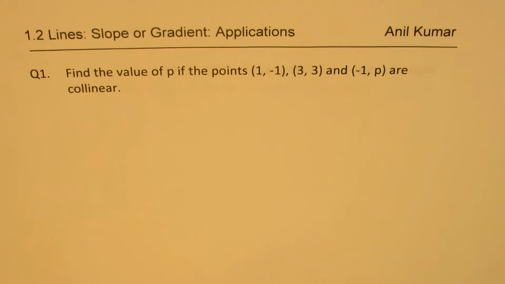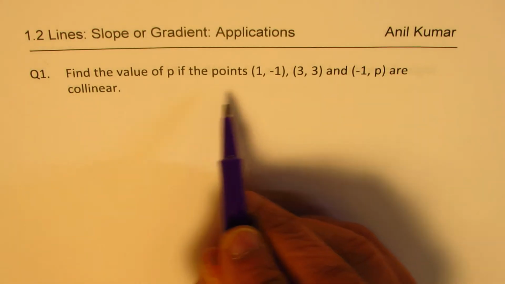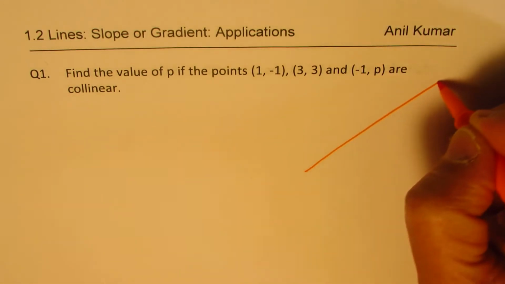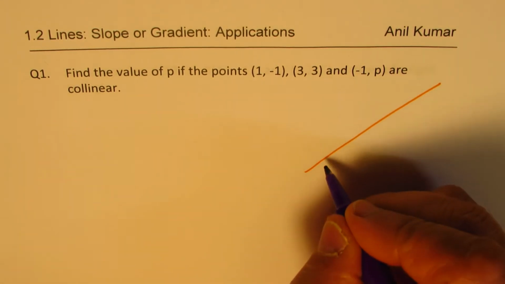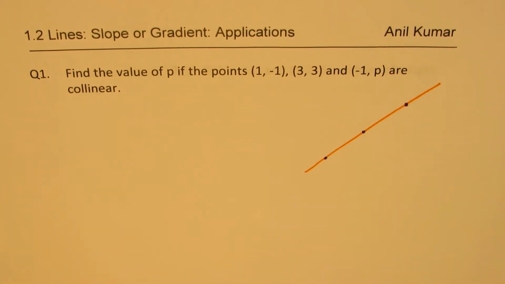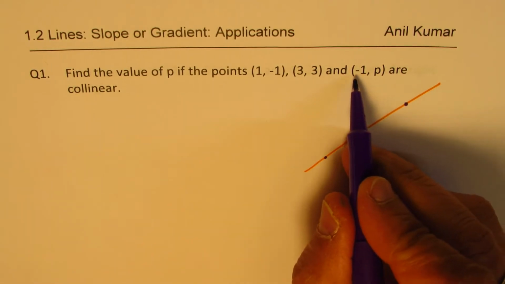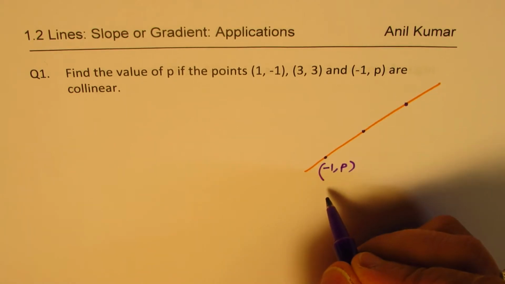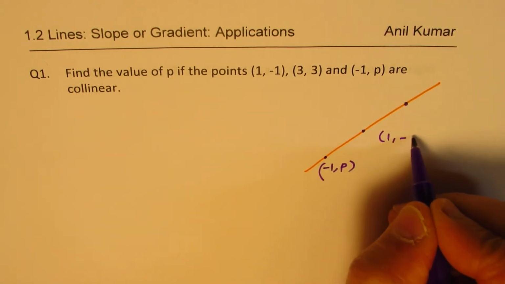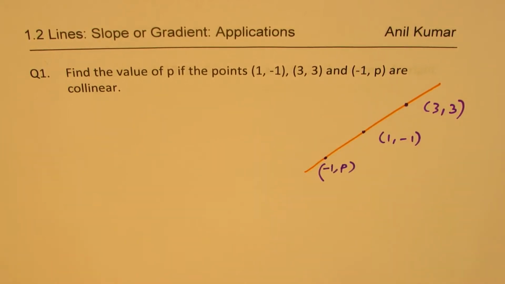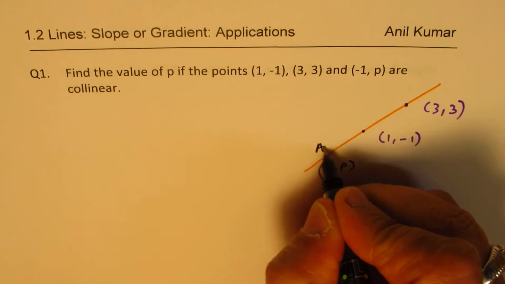Question number 1. Find the value of p if these points are collinear. So as I was saying, collinear means they lie on the same line. So let's write down these points, and then what are we going to do? We are going to just find the slope. So one of the points is (-1, p). So let me write that first. Then we have (1, -1). And we have (3, 3). Let's call these points A, B, C. It is easy to communicate with that.